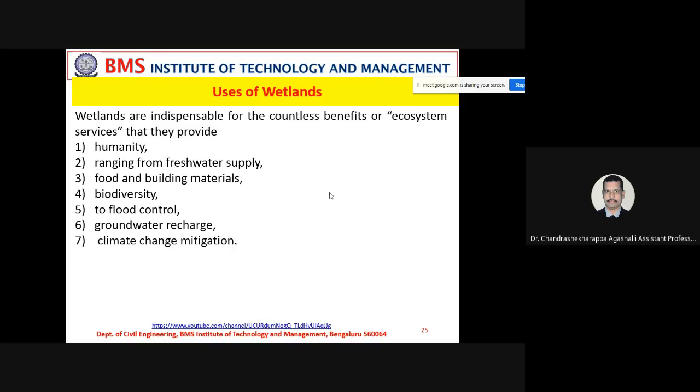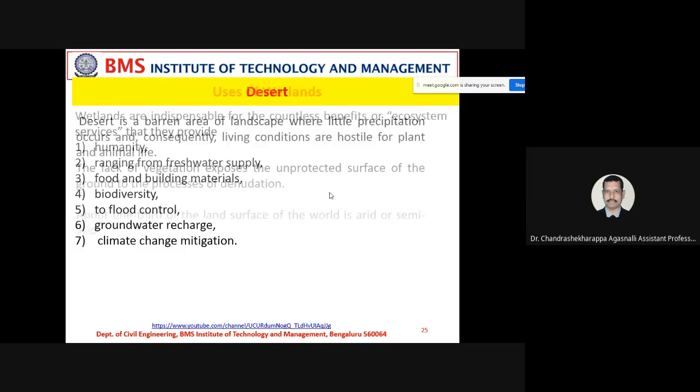Okay, climate change mitigation. Yes, if you don't have surface water bodies, surface water, and forest land, it's very difficult for life to survive. We need wetlands, we need forests, we need to complete the ecosystems. If it is imbalanced, definitely there will be a lot of problems for all the people to survive on the earth. Okay, so these are the things.